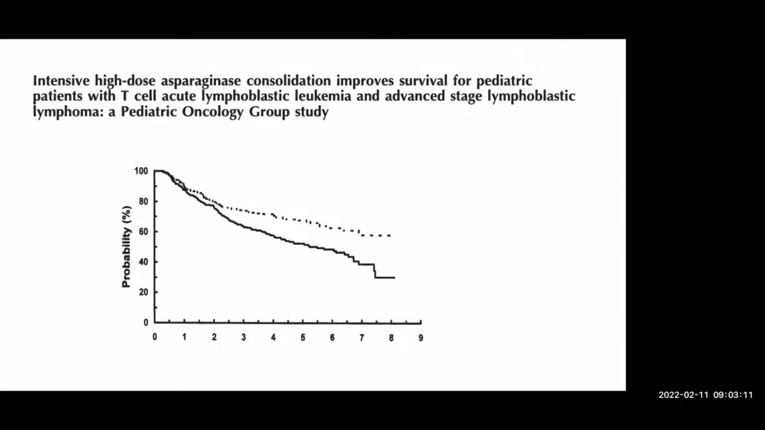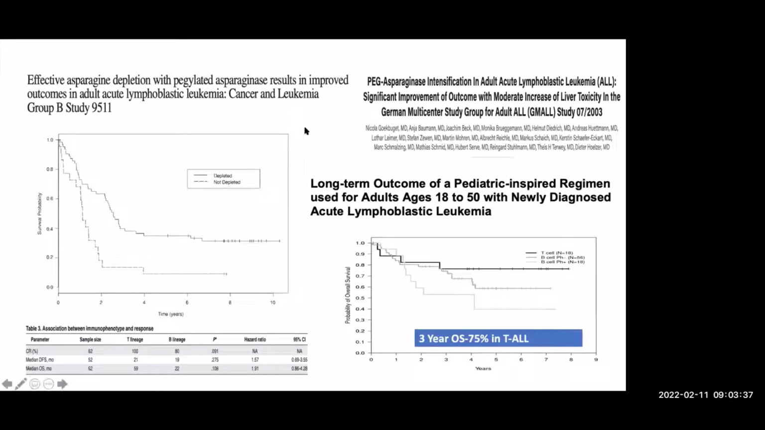This is a study done by the Pediatric Oncology Group. The patients who had attained CR received weekly 12 doses, 20 doses of L-asparaginase, and for the patients who received L-asparaginase compared with patients who didn't receive L-asparaginase, there is improved event-free survival for the patients who received L-asparaginase. And in adult protocols, this is the study done by the CALGB group.